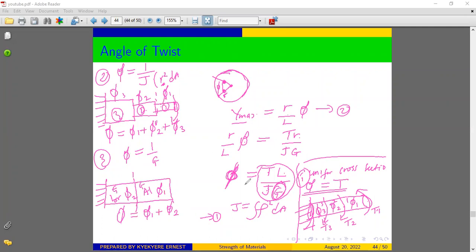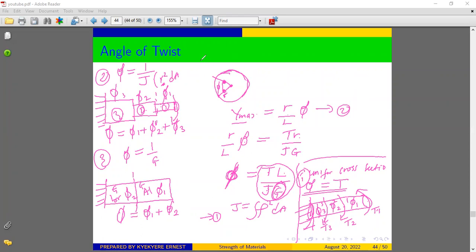So take note of these 3 conditions. To calculate the angle of twist, first, anytime you encounter a different torque, you divide at that point to get the different sections. When you meet different diameters, you divide into sections. When you meet a different material, you also divide into sections. Good. Now, what if we have a structure?